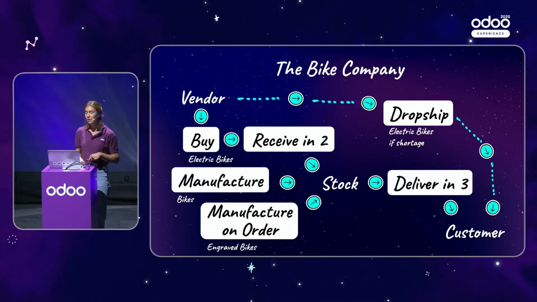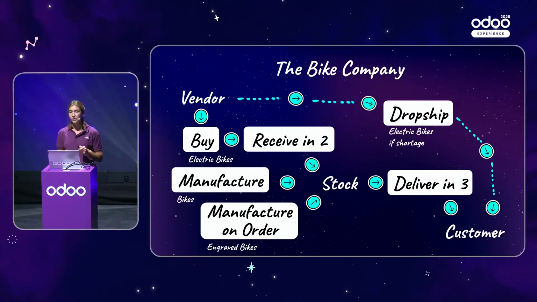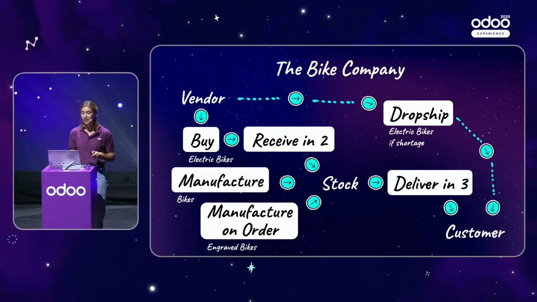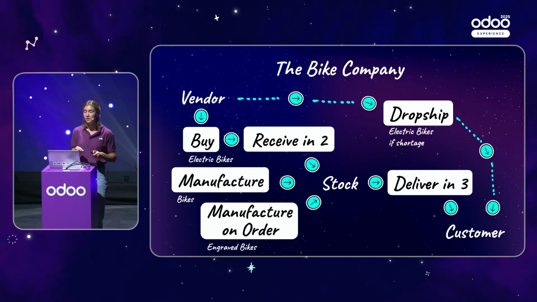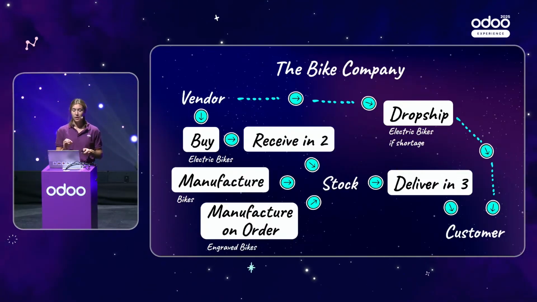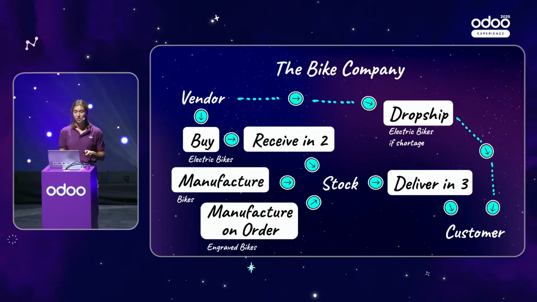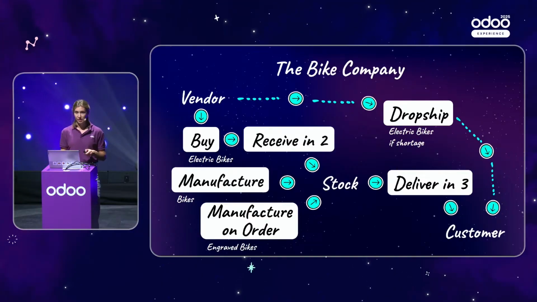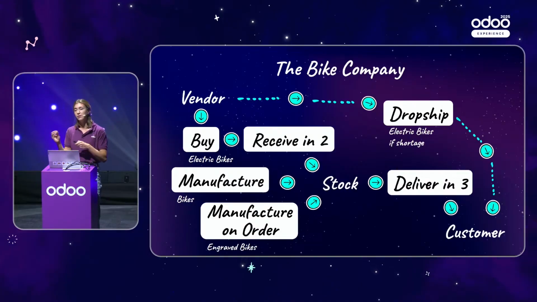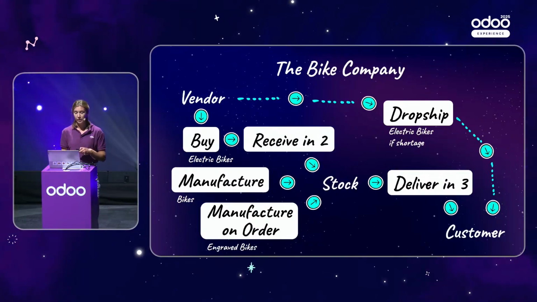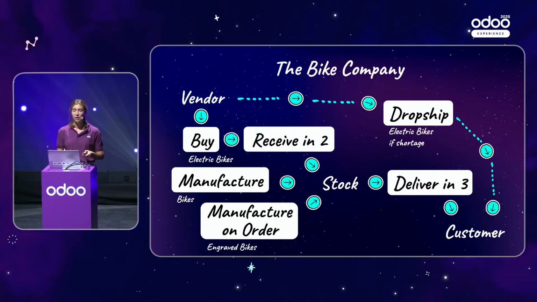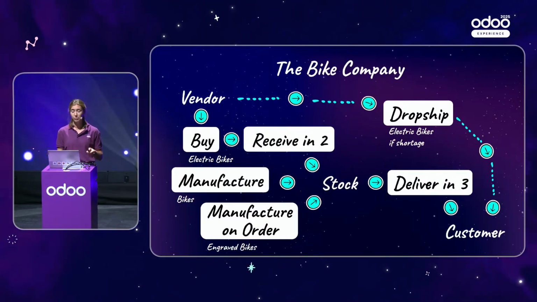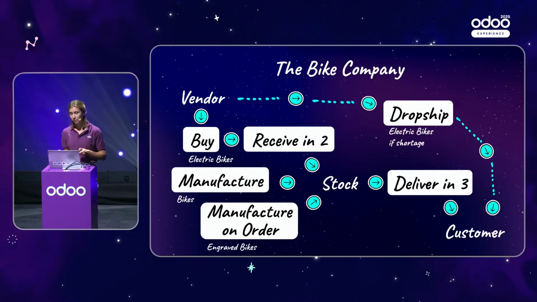The bike company. So let's dive a bit deeper into this company's logistics. We have 3 categories of bikes: electric bikes, non-electric bikes, and engraved bikes. The electric bikes are purchased from a vendor, and once purchased, they are received in 2 steps. First, they are received and then stored to the main shelves. Then, the bikes are manufactured by the company itself. So, once they are manufactured, they are just pushed to the stock.